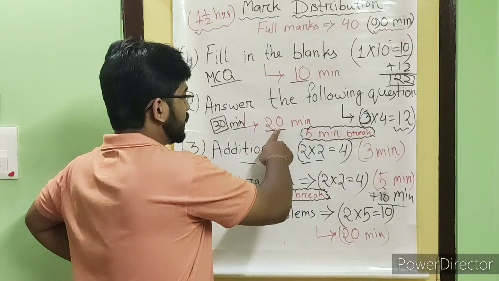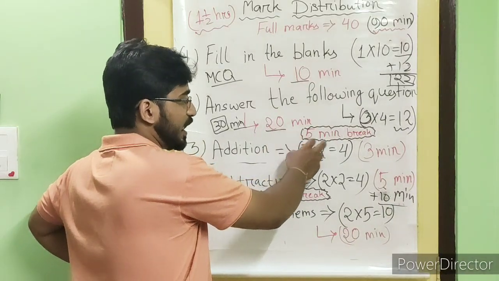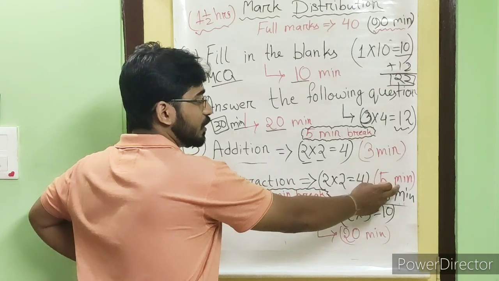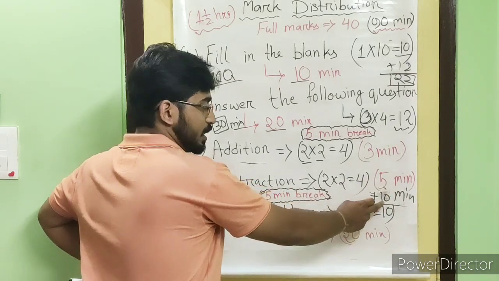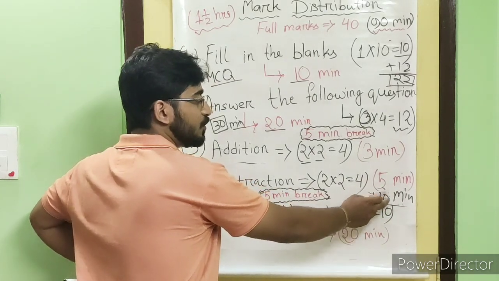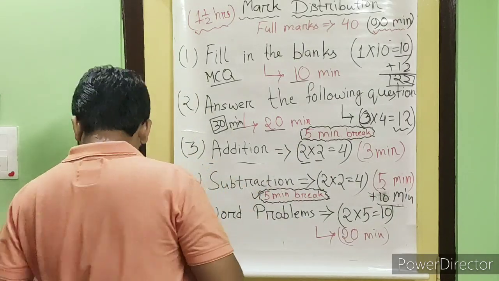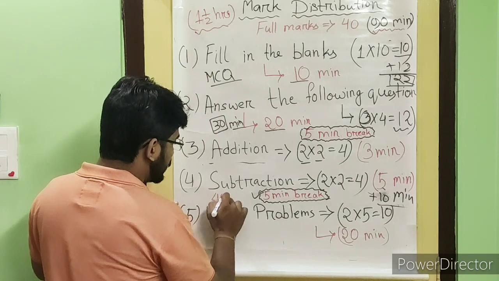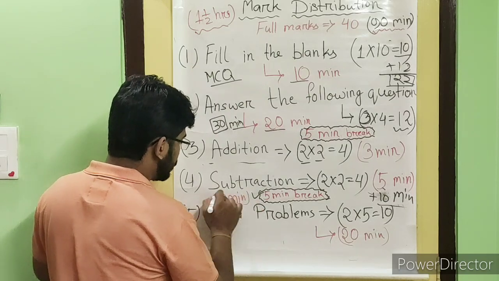10 plus 20, 30, plus 5, 35, 36, 37, 38, 39, 40, 41, 42, 43, 44, 45, 46, 47, 48. Up to this much they have taken 48 minutes.